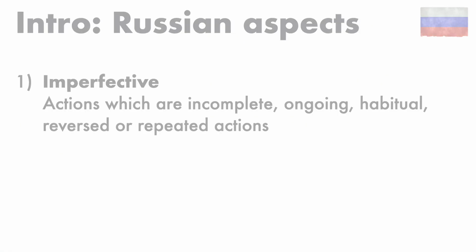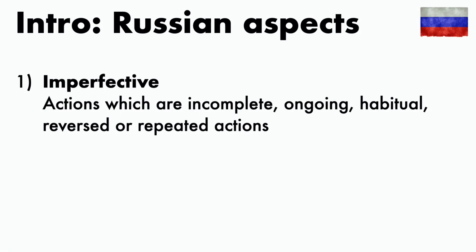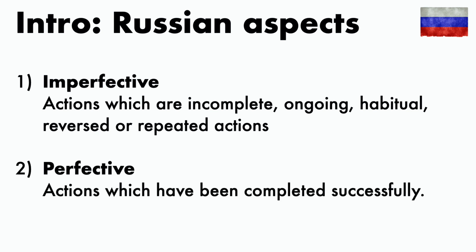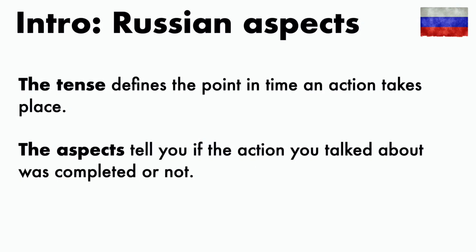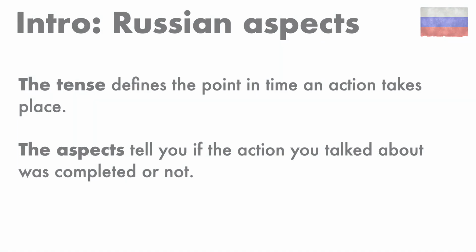The imperfective aspect is for all actions which are incomplete, ongoing, habitual, or repeated. The perfective aspect is for actions which have been completed successfully. I know this sounds very theoretical, but to sum it up, the tense defines the point in time an action takes place, and the aspect tells you if the action you talked about was completed or not.